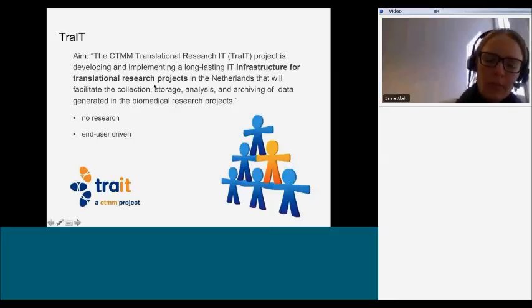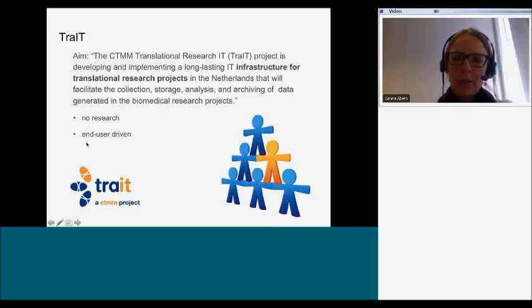And the interesting part of TraIT, and I think also what made it so interesting, is that it's a Dutch national initiative that was really end-user driven. How we call end users here is perhaps not how we typically would call the end users in the bioinformatics community, but an end user here would typically be a molecular biologist or a pathologist or maybe even a clinician.